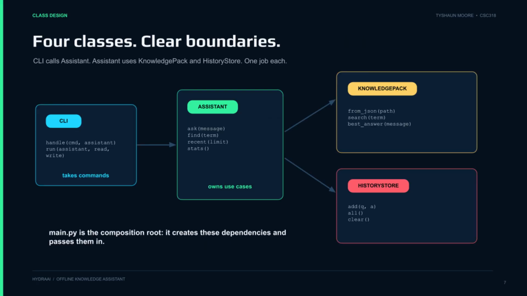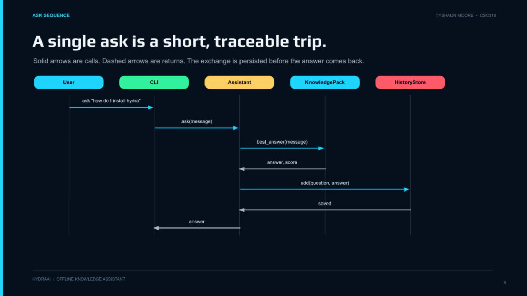Here's the class view. 4 classes across those 4 layers. The CLI calls the assistant, and the assistant uses the knowledge pack and the history store. Clean, one job each. This is what happens on a single ask command. The question flows from the user down through the CLI and the assistant to the knowledge pack for the match, then over to the history store to be saved, and the answer comes back up to the screen. Solid arrows are calls, dashed ones are returns.